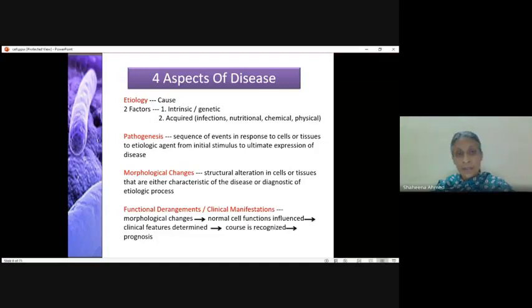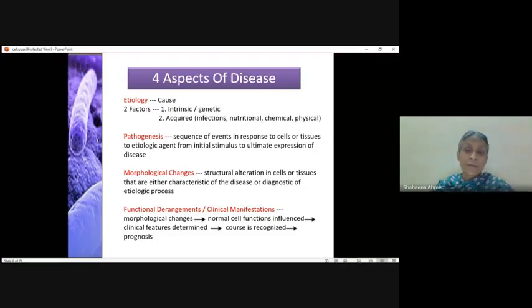There's the etiology. Etiology means the cause. Cause can be intrinsic or genetic, which comes from within the body, or it can be acquired, which you get from outside the body, like infections, any nutritional pathologies, any chemical injuries, any physical pathologies.